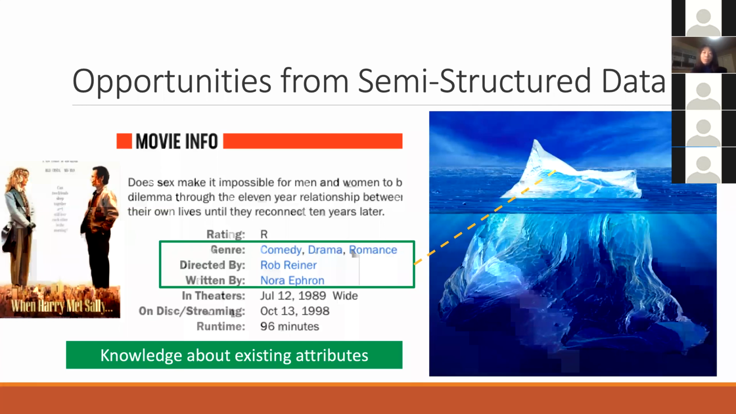So Freebase is one of the largest free knowledge graphs. And this corresponds to the part of the iceberg that is above the water. So we know those relationships.